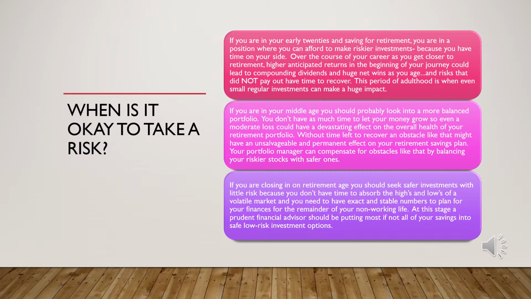If you are in your middle age, you should probably look into a more balanced portfolio. You don't have as much time to let your money grow, so even a moderate loss could have a devastating effect on the overall health of your retirement portfolio. Without time left to recover, an obstacle like that might have an unsalvageable and permanent effect on your retirement savings plan. Your portfolio manager can compensate for obstacles like that by balancing your riskier stocks with safer ones.